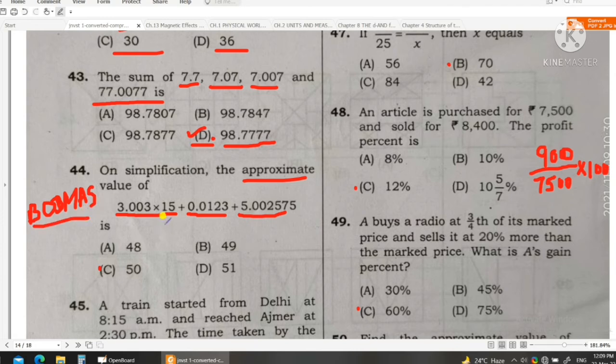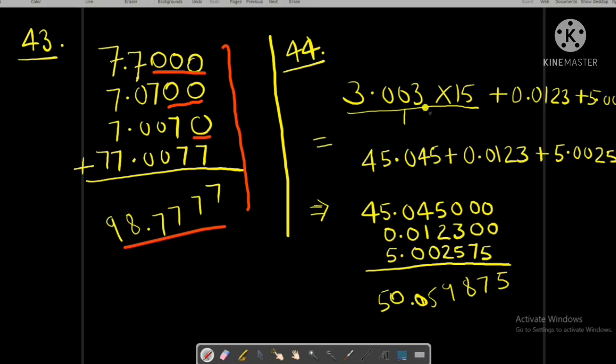ठीक है, तो यहाँ पे देखिए ये जो डिजिट्स हैं इनमें यहाँ पर मल्टीप्लिकेशन आ रहा है, तो आपको मल्टीप्लिकेशन पहले करना है, एडिशन उसके बाद और सब्ट्रैक्शन सबसे लास्ट में. So if you do in this way then you will get the answer in this way.